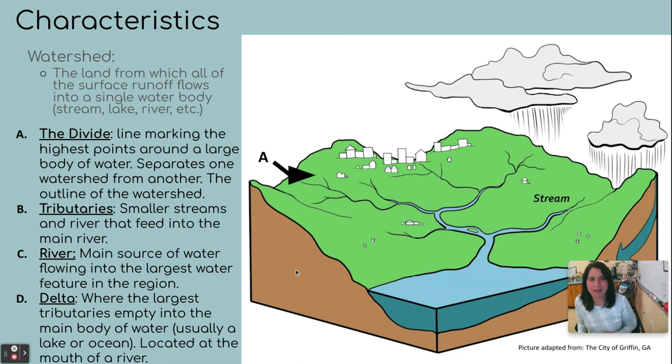So here's the divide right there. Sort of, I'd say the divide is more up here, actually. I don't think that arrow is really in the right place. Tributaries would be all these little streams. The river is this main one. These arrows aren't landing where they're supposed to, but that's okay. And then the delta is going to be right here where it opens into this lake.